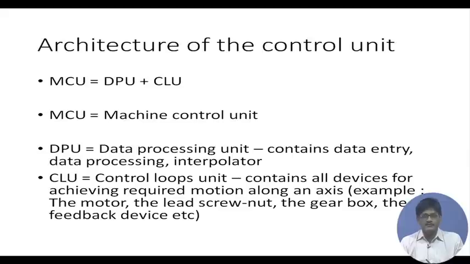The control loops unit contains all the devices required for achieving the required motion along an axis. For example, it might involve the actual motor or the prime mover, the lead screw nut, the gearbox. All these things are together referred to as the control loops unit.